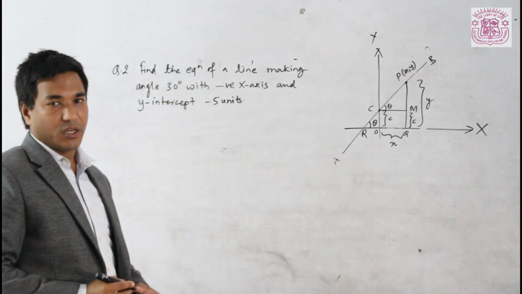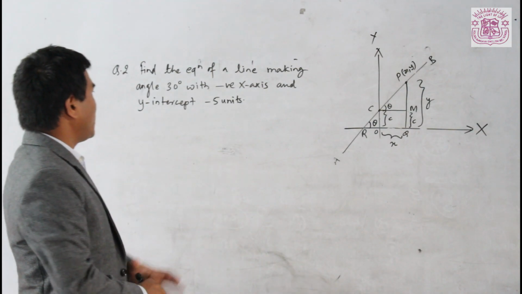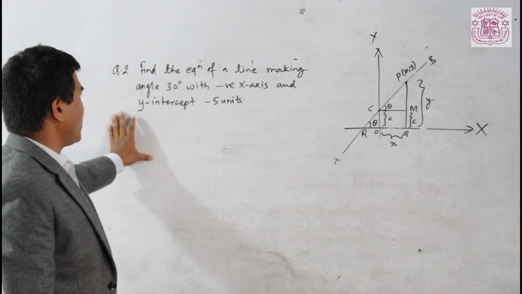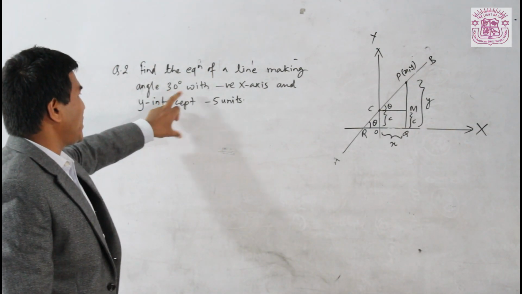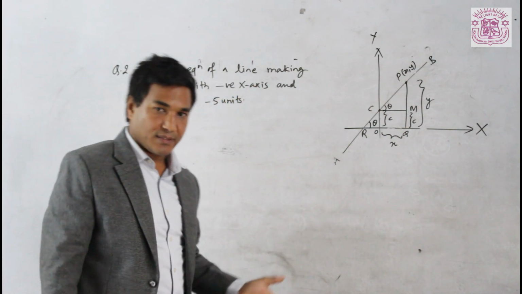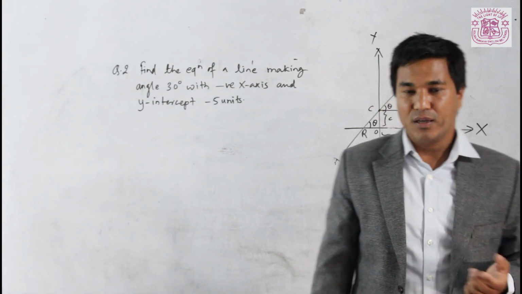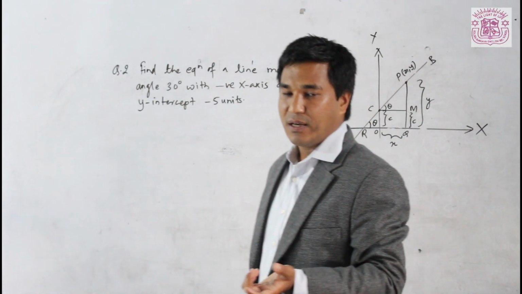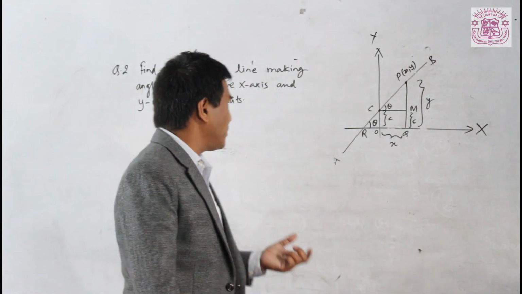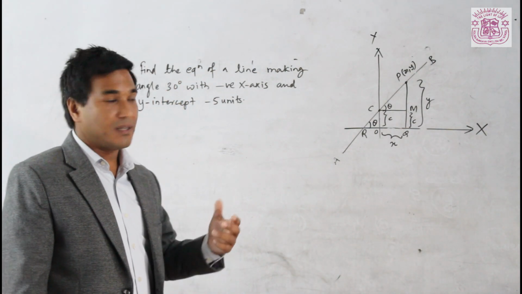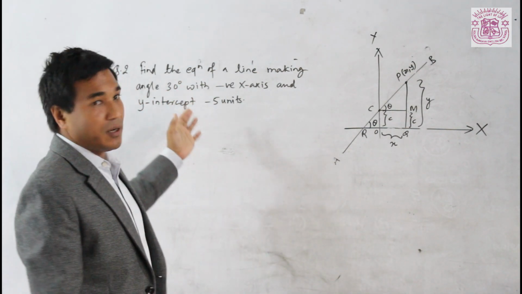The y-intercept may be negative, and here the most important thing is that this 30 degrees is made by the line with the negative x-axis. For finding the slope of a line, the angle must be made with the positive x-axis, and only that angle will give you the slope of a line, not the angle with the negative x-axis.